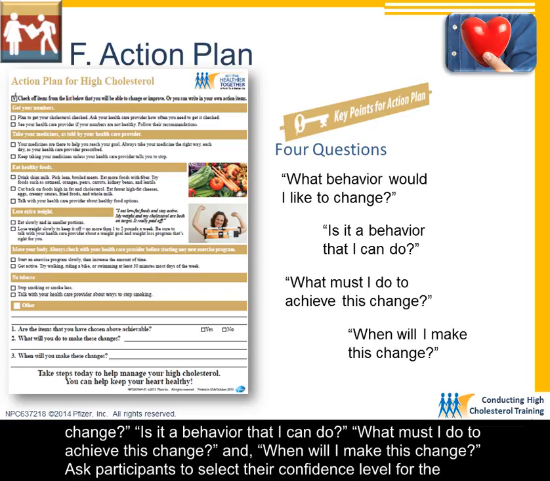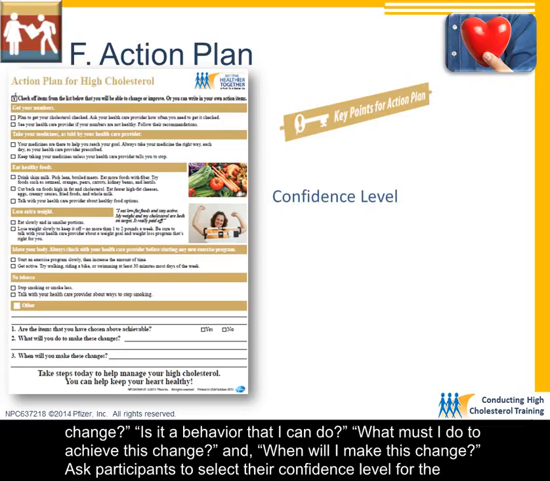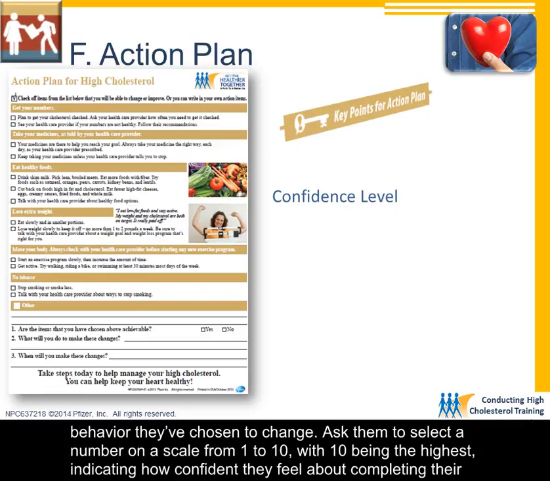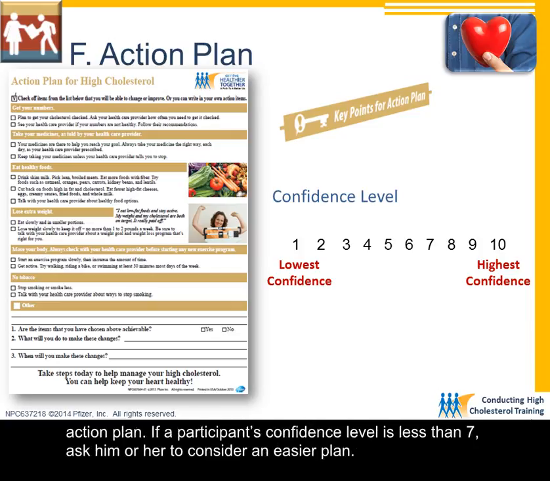Ask participants to select their confidence level for the behavior that they've chosen to change. Ask them to select a number on a scale from 1 to 10, with 10 being the highest, indicating how confident they feel about completing their action plan. If a participant's confidence level is less than 7, ask him or her to consider an easier plan.